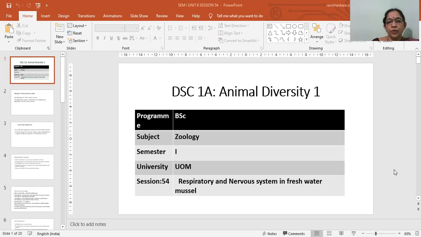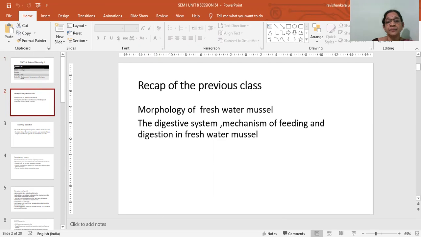In session 54, we will be dealing with the respiratory and nervous system in freshwater mussel. Freshwater mussel is a molluscan, and we have studied the externals and digestive system of freshwater mussel in the previous session. It is found in paddy fields and river banks, and it is a bivalve shelled animal with a wedge-shaped foot and a mantle membrane. Within the mantle cavity, we find a mass-like structure which contains the visceral mass.